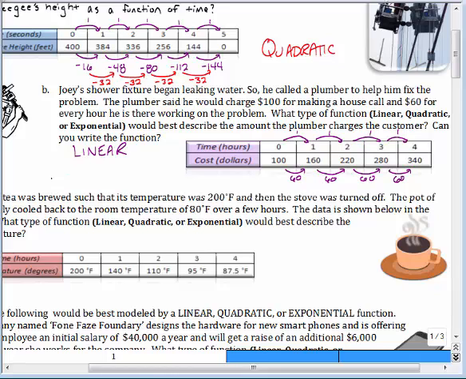And we could write a cost function. So let's say cost of, or how much they charge, of t. They said that he starts with an initial value of 100, and then he adds a rate of 60 for every hour, so that'd be 60 times t. So 60 times every hour, so that's how we would write the function for that one.